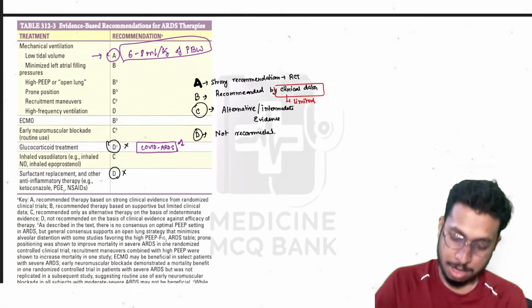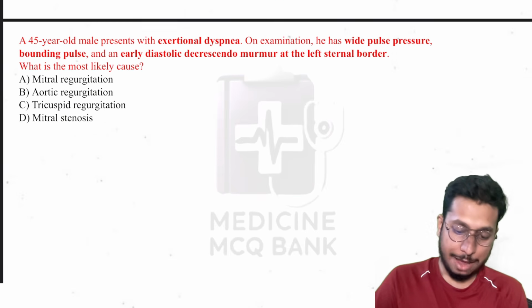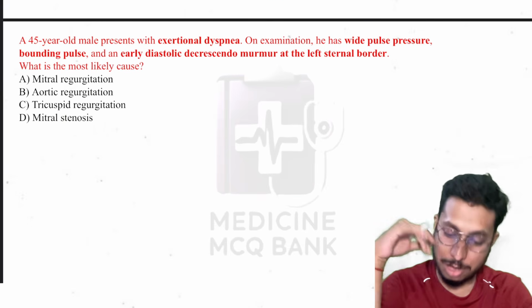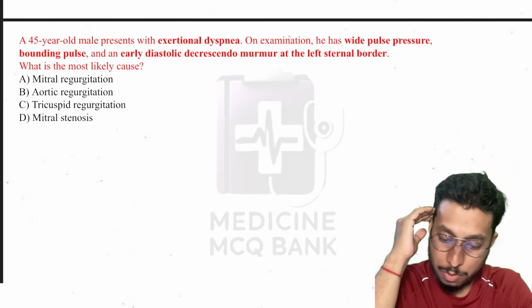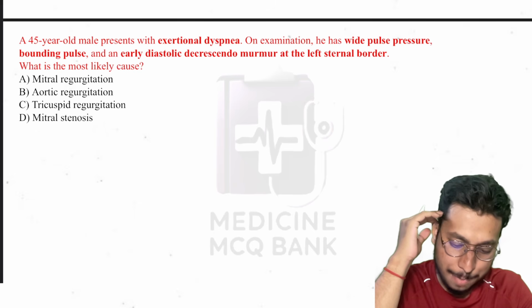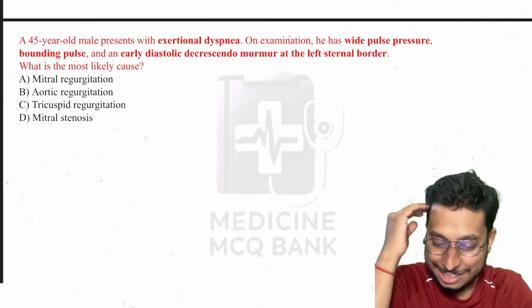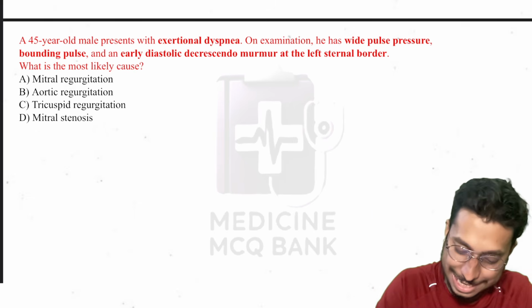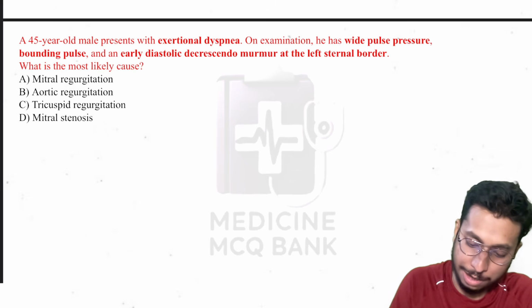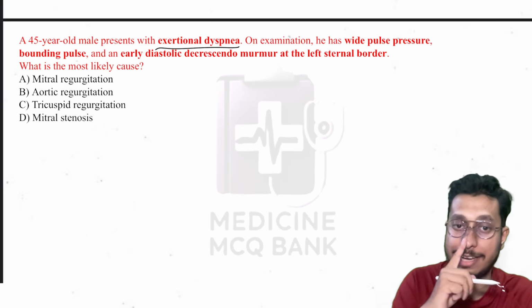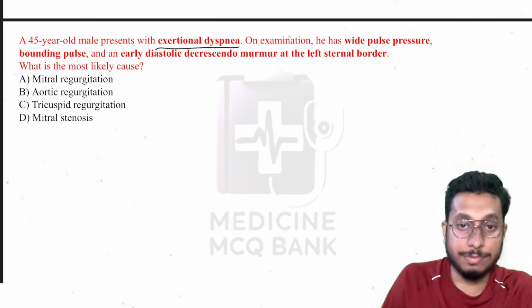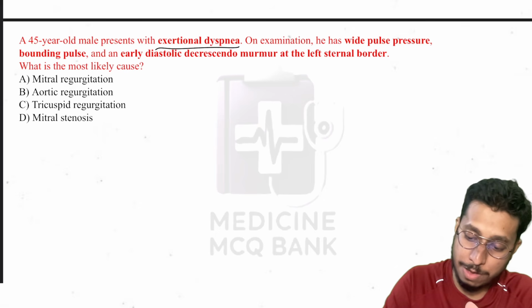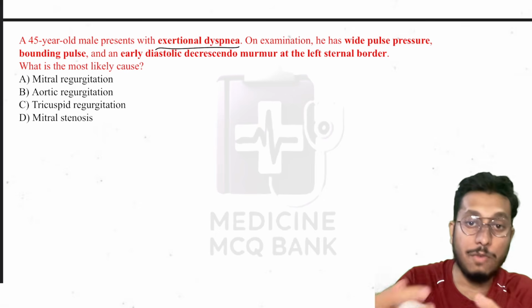Okay, now coming to the third question. A 45-year-old male presents with exertional dyspnea. He has a wide pulse pressure, a bounding pulse, and an early diastolic decrescendo murmur. So it is already a giveaway answer: it is aortic regurgitation. Just to explain, why is there exertional dyspnea in aortic regurgitation? In aortic regurgitation, the left ventricle is always in a state of volume overload.